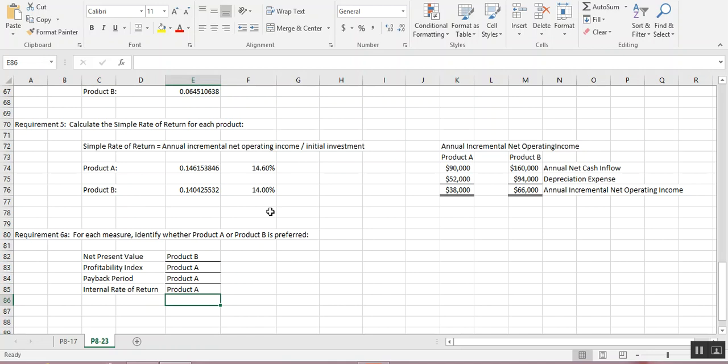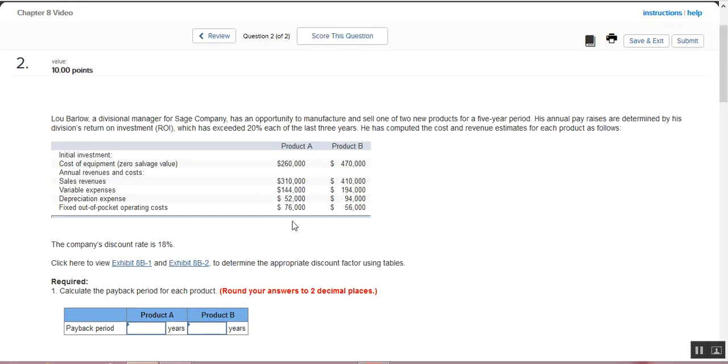Those are both lower, and let me look at the book again so you can see what I'm looking at. So the simple rate of return are both around 14%. This says that Lou's raises are based on his division's return on investments, which has exceeded 20% each year.